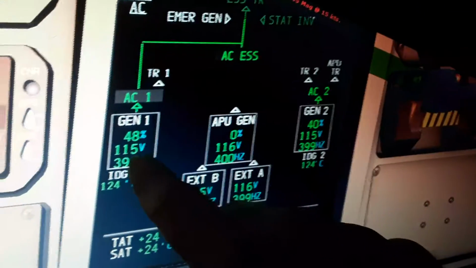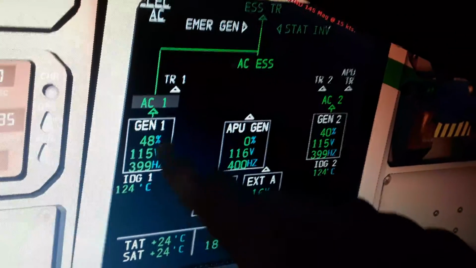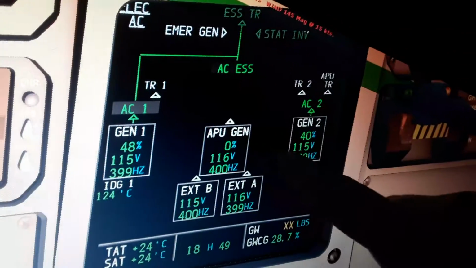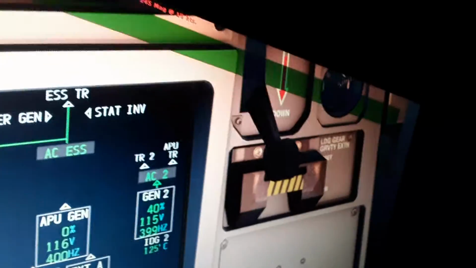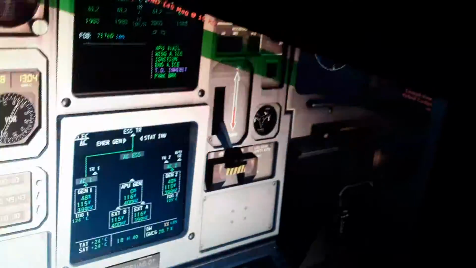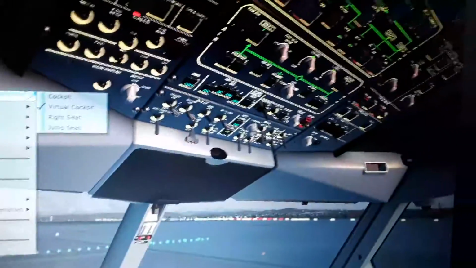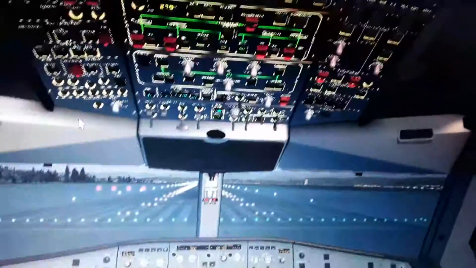So we have the alternate current. We have 115 volts, 399 hertz from its engine. So if I turn off the engines, you're gonna see how it works. So I'm gonna switch this view a little bit. Here is a little bit better view. You can see more of the cockpit.